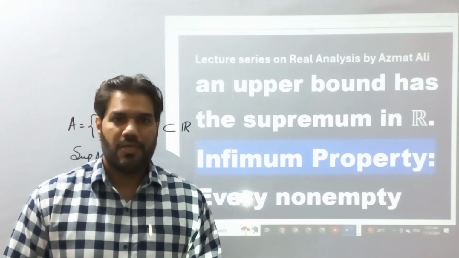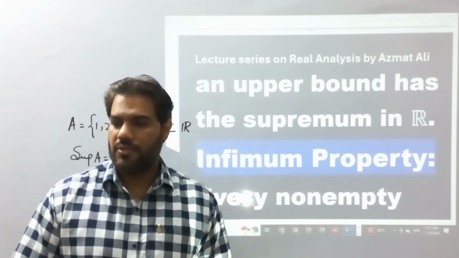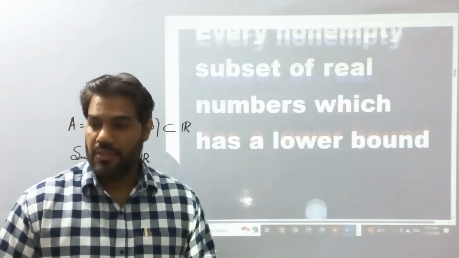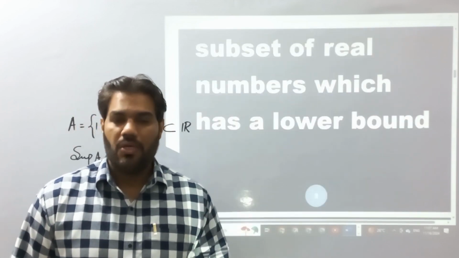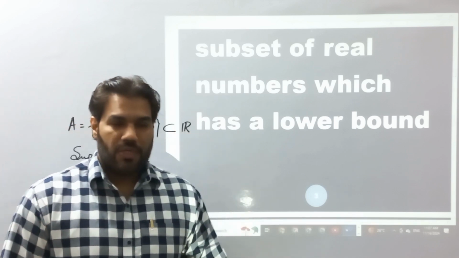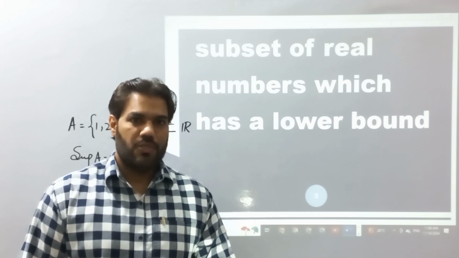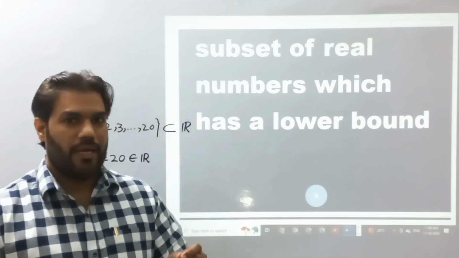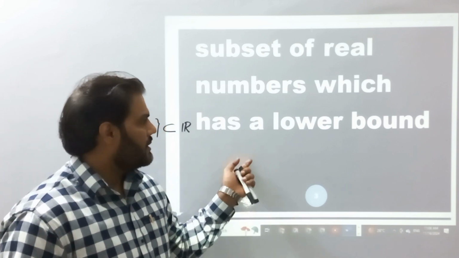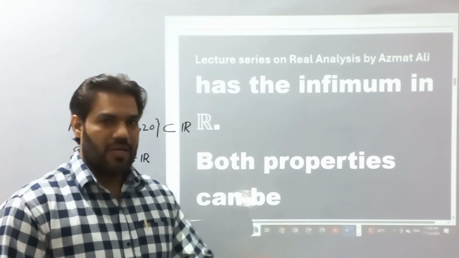The second one is the infimum property. In a similar manner, we can define the infimum property as: every non-empty subset of real numbers which has a lower bound has the infimum. In the supremum property, we discuss the upper bound; in the infimum property, we discuss the lower bounds. So every non-empty subset of R which has a lower bound has the infimum, and that infimum must exist in R.